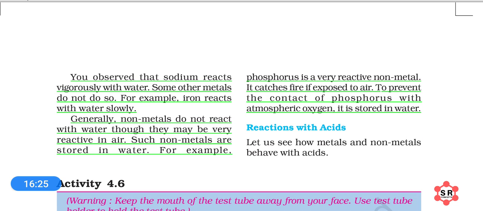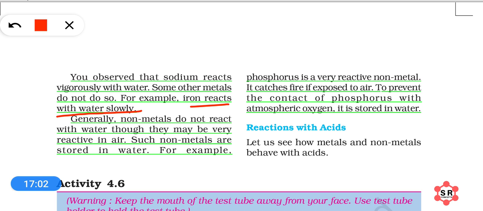We will see that some metals like sodium react with water very vigorously, but some metals may not do so. Some metals may react with water very slowly. For example, iron reacts with water very slowly. So some metals may react with water very vigorously, something like sodium, right? But iron and some other metals like copper and aluminum react with water very slowly.